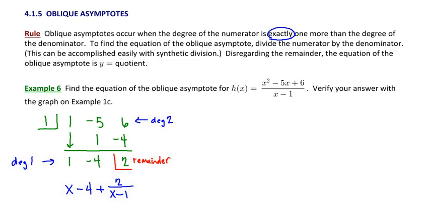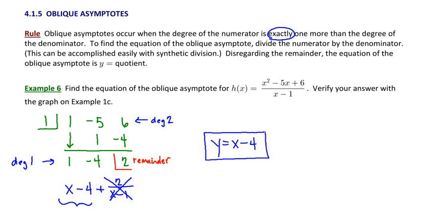However, like horizontal asymptotes, oblique asymptotes ultimately describe the end behavior of the rational function. On a large scale, either on the far right side or the far left side, this remainder is going to become smaller and smaller until it's negligible. So the behavior of the function is going to follow the quotient more closely. So the equation of our oblique asymptote then is y equals x minus 4.